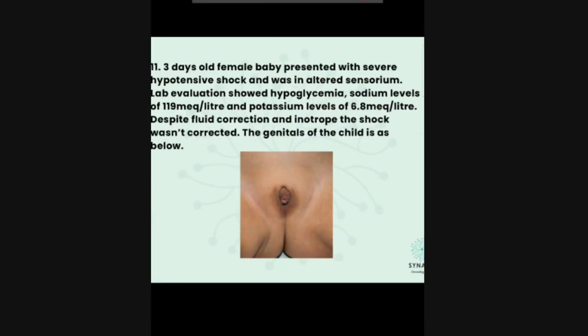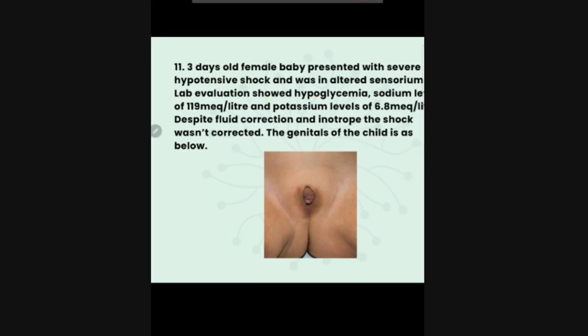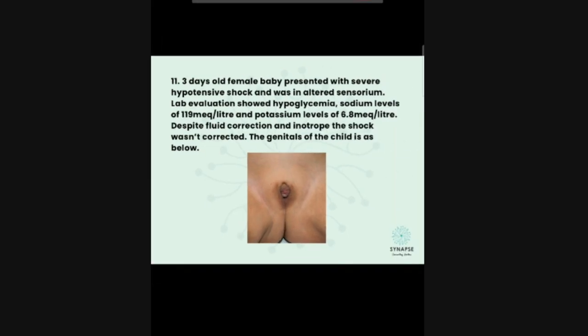Also, the child has presented with altered sensorium, hypoglycemia, hyponatremia, hyperkalemia with acidosis. Blood gas showing acidosis. Also, despite fluid correction and inotrope, the shock is refractory. So hyperkalemic metabolic acidosis with hypoglycemia has something to do with mineralocorticoids. Hypoglycemia because of cortisol deficiency, and hyperkalemia, metabolic acidosis, shock, everything, both cortisol as well as mineralocorticoid deficiency. This is something dealing with adrenals. So what are we dealing with? Ambiguous genitalia, so congenital adrenal hyperplasia.